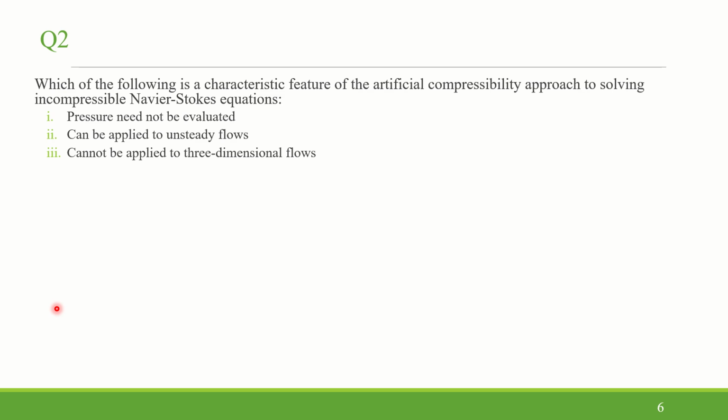Now moving on to question 2. What do we have here? Which of the following is a characteristic feature of the artificial compressibility approach to solve the incompressible Navier-Stokes equations? I repeat, which of the following is a characteristic feature of the artificial compressibility approach to solving the incompressible Navier-Stokes equations? In solving the incompressible Navier-Stokes equations, one of the methods is the artificial compressibility approach.